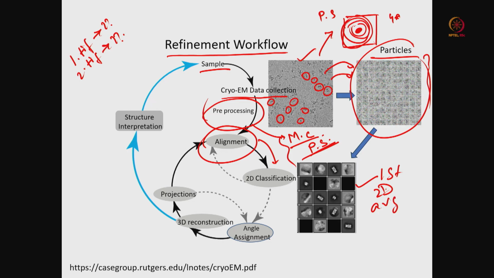While in this first 2D averages I have some good particles, those are good particles because I can see that rectangular shape, and those are my bad particles. So, I removed all the bad particles. Okay, and then we go through this cycle a couple of rounds.